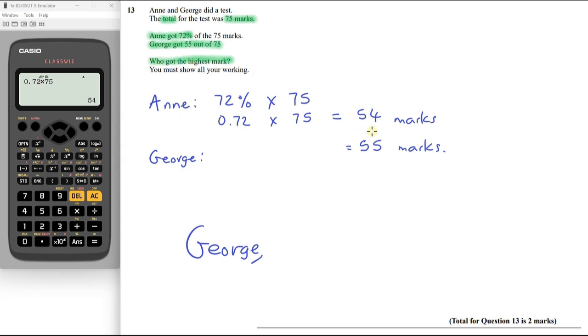Now, leaving it like this, you might lose marks. So how do we know that George got higher marks? Well, we have to say that 55 is greater than 54. It might seem a bit silly writing this, but we just want to make sure we secure the 2 marks.